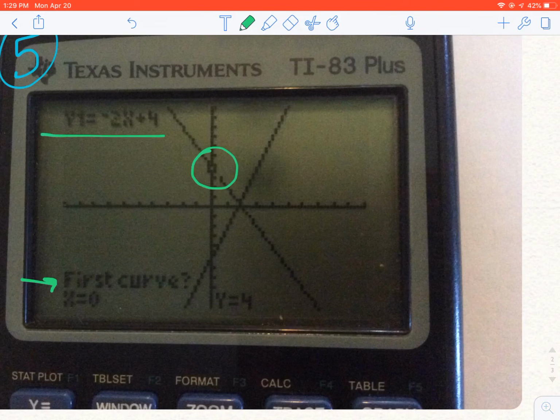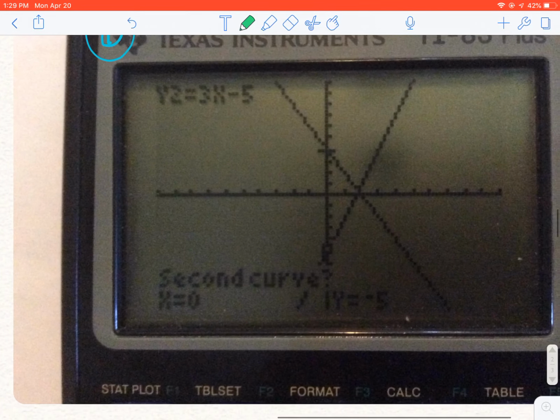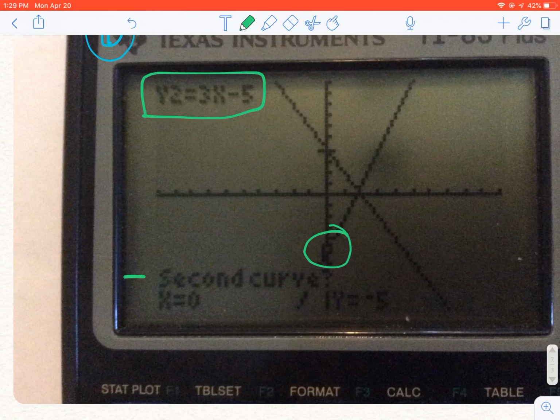Okay, so it's already on a first curve. Just hit enter. It does tell you which curve it's on up in the top left corner. Okay, so it's on the first y1, and so I do that. I hit enter. And then it asks me for my second curve. And notice it automatically jumped to y2. And I can see my cursor here at y2. So I just hit enter again.